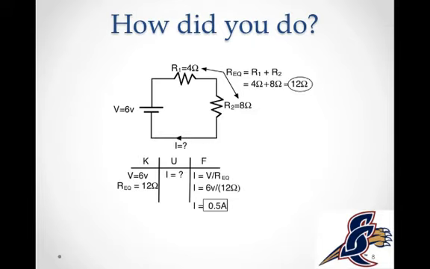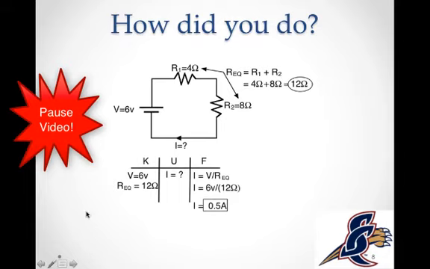How did you do? Well, if you had your 6 volts and when you add up the resistances here you had 12 ohms, I is equal to V over R. 6 divided by 12 is 0.5 amperes. Hopefully you were successful on this.